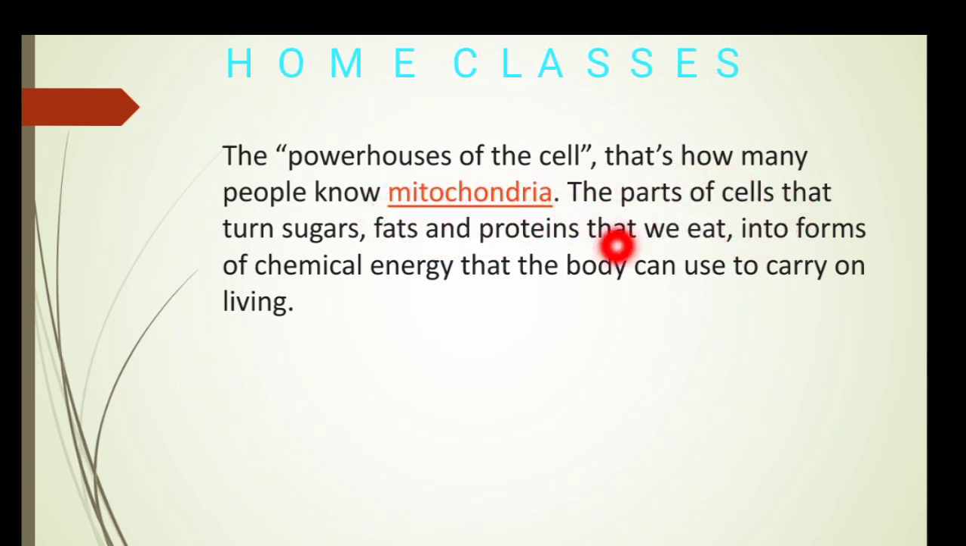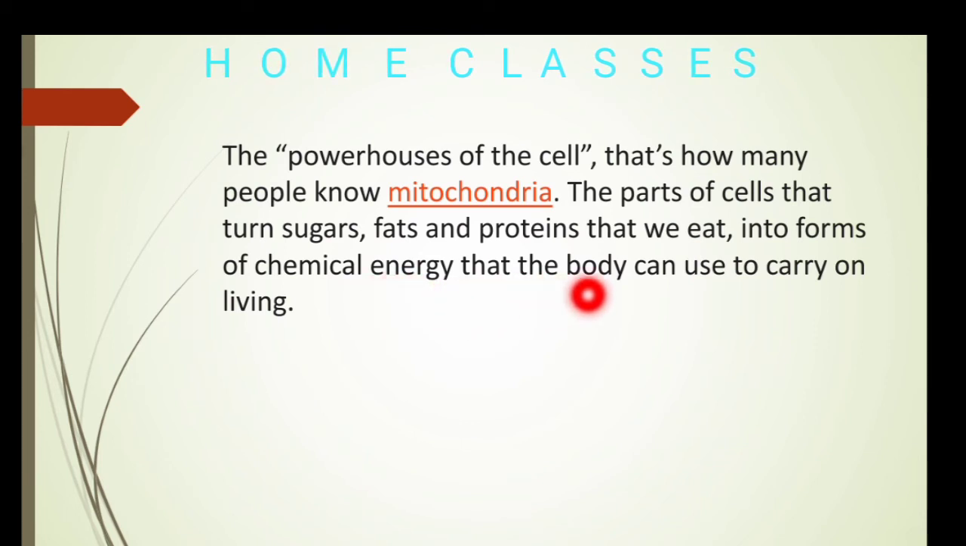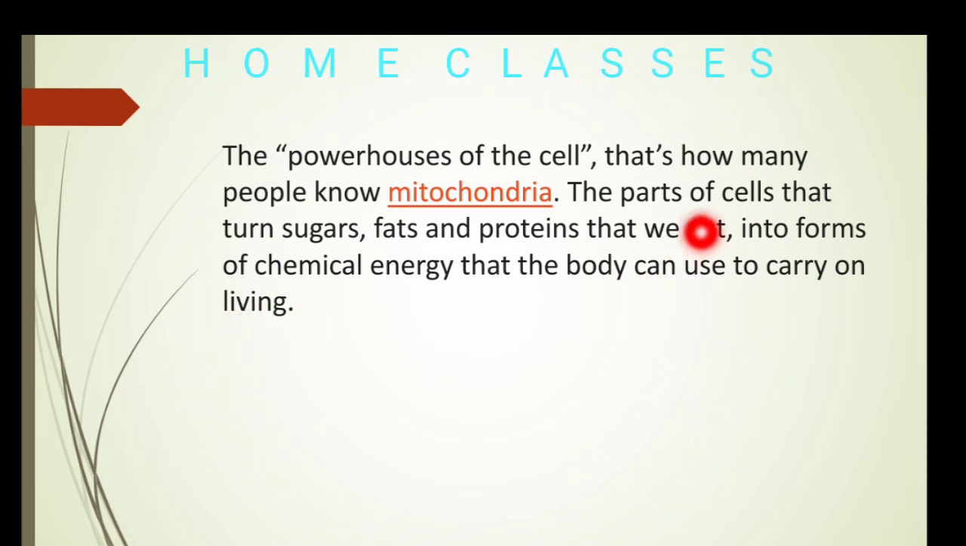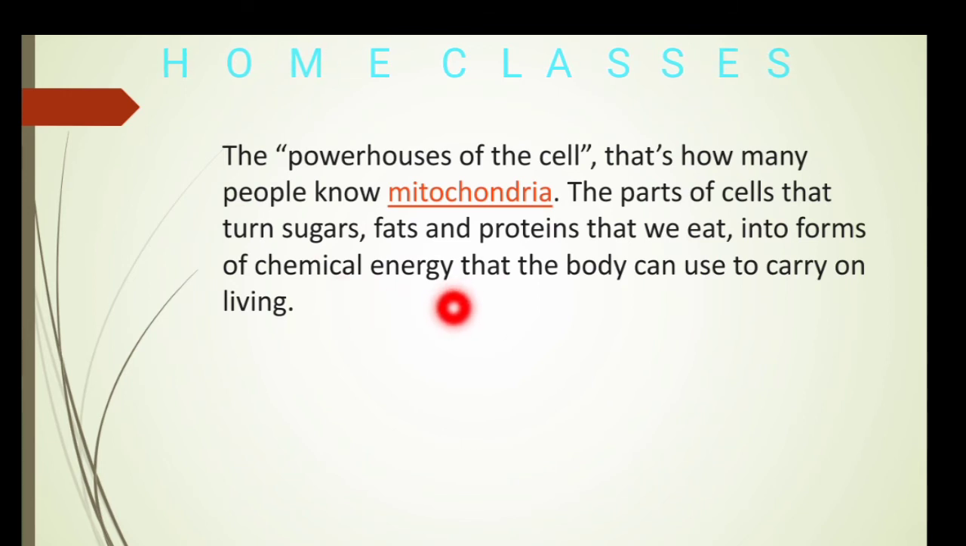They are the parts of cells that turn the sugars, fats and proteins that we eat into forms of chemical energy that the body can use to carry on living. So this is what mitochondria are: the parts of the cells that turn the sugars, fats and proteins that we eat and release chemical energy that can be used by the body for living or performing various activities.